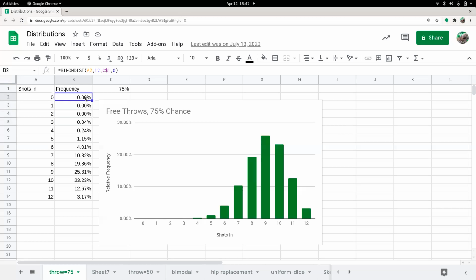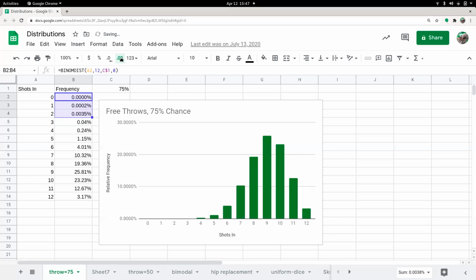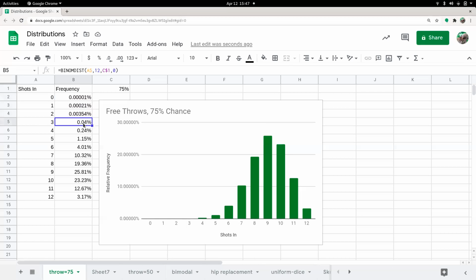So just for fun, on a couple of those zeros, if I ask the computer for more decimal places, I can see that there is a possibility. It's just very small, right? 0.0000001%. It's not going to happen very often in someone's lifetime if they have a 75% chance.